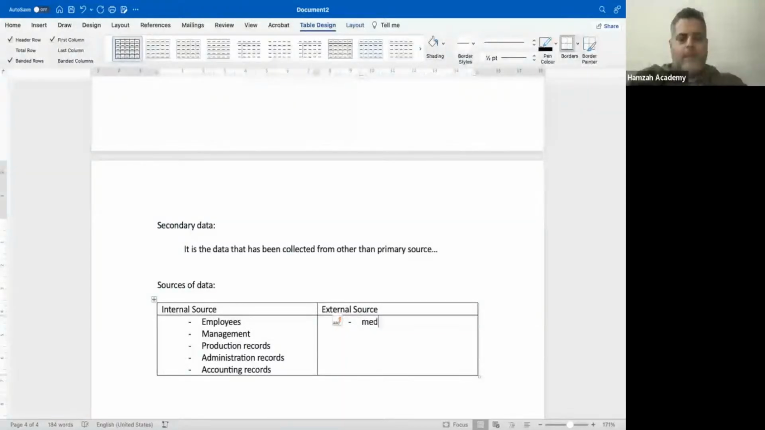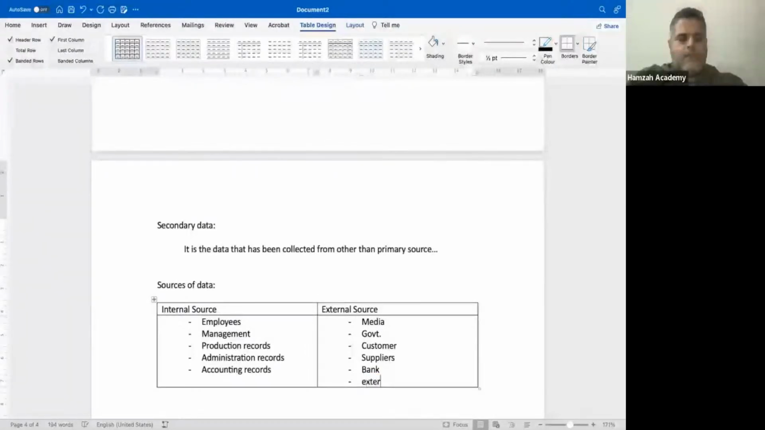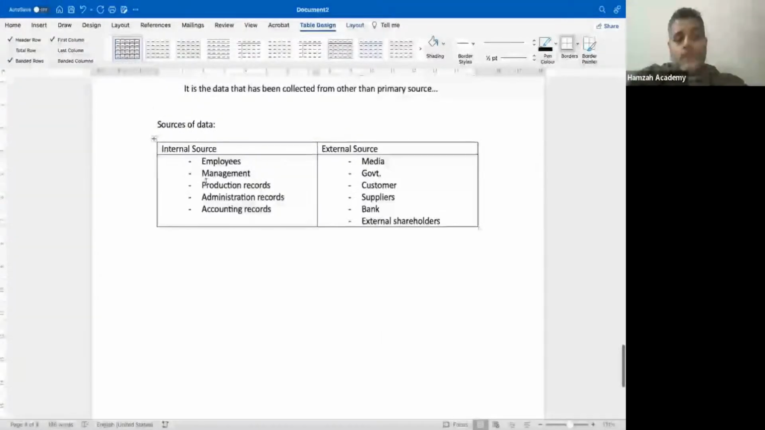Similarly, media, government, customers, suppliers, banks, and then external shareholders. They are all the external ones, right? So these are the internal sources and these are the external sources.